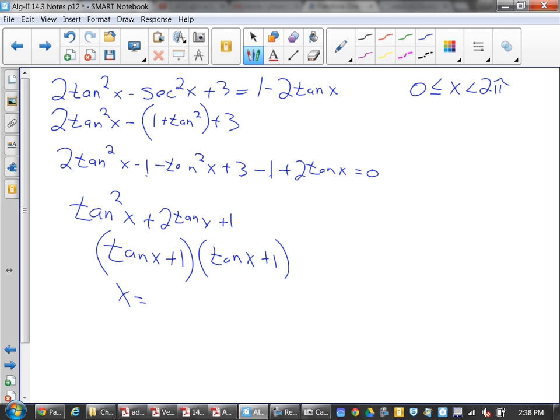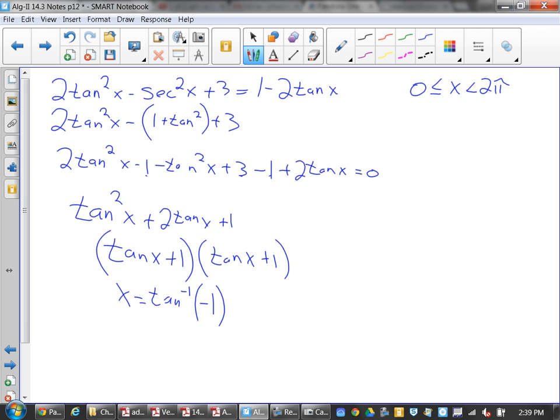So what angle has a tangent value of -1? 3 pi over 4 and 7 pi over 4. Perfect. It's not as bad as it looks. It's just that little subtle trick. And then remember to distribute out.